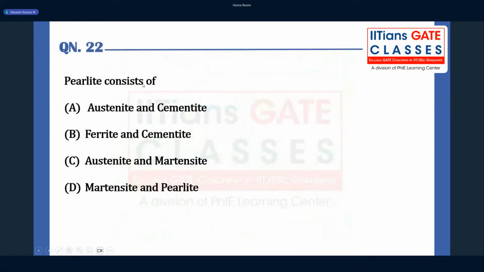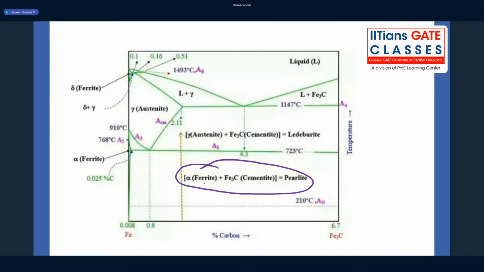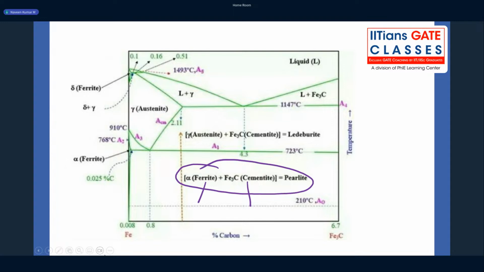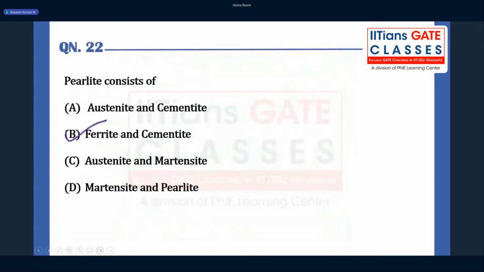What is pearlite consisting of? Alpha ferrite and cementite. So what is the option here? Ferrite and cementite. That's it. This is the option. Very simple again. If you have a basic understanding, there is no need to solve big questions. If you have some basic understanding of the iron carbide diagram, you will simply go and solve the question directly without any problem. Okay, so that's it, guys.